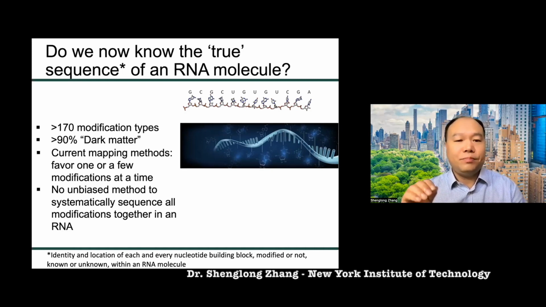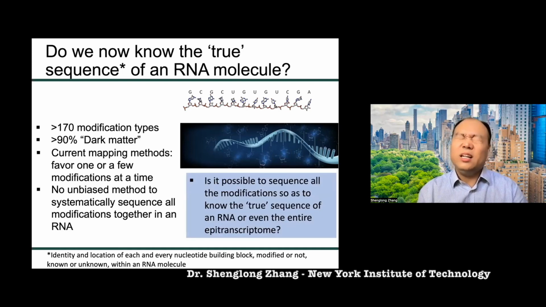And even for the methods we now use to map those RNA modifications, typically they favor one or two modifications at a time. There's no unbiased method that we can use to systematically sequence all modifications together in the RNA. So the question we're asking is, is it possible for us to sequence all the modifications together so that we can know the true sequence of an RNA molecule, or even the entire transcriptome?